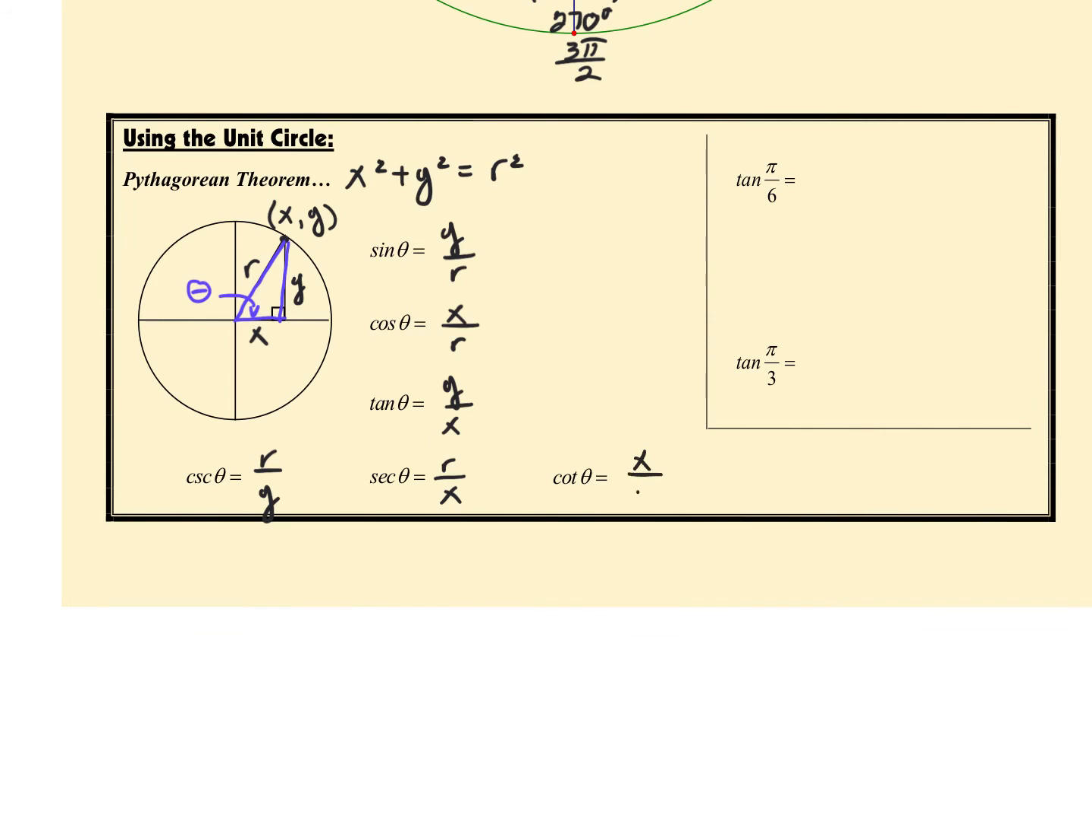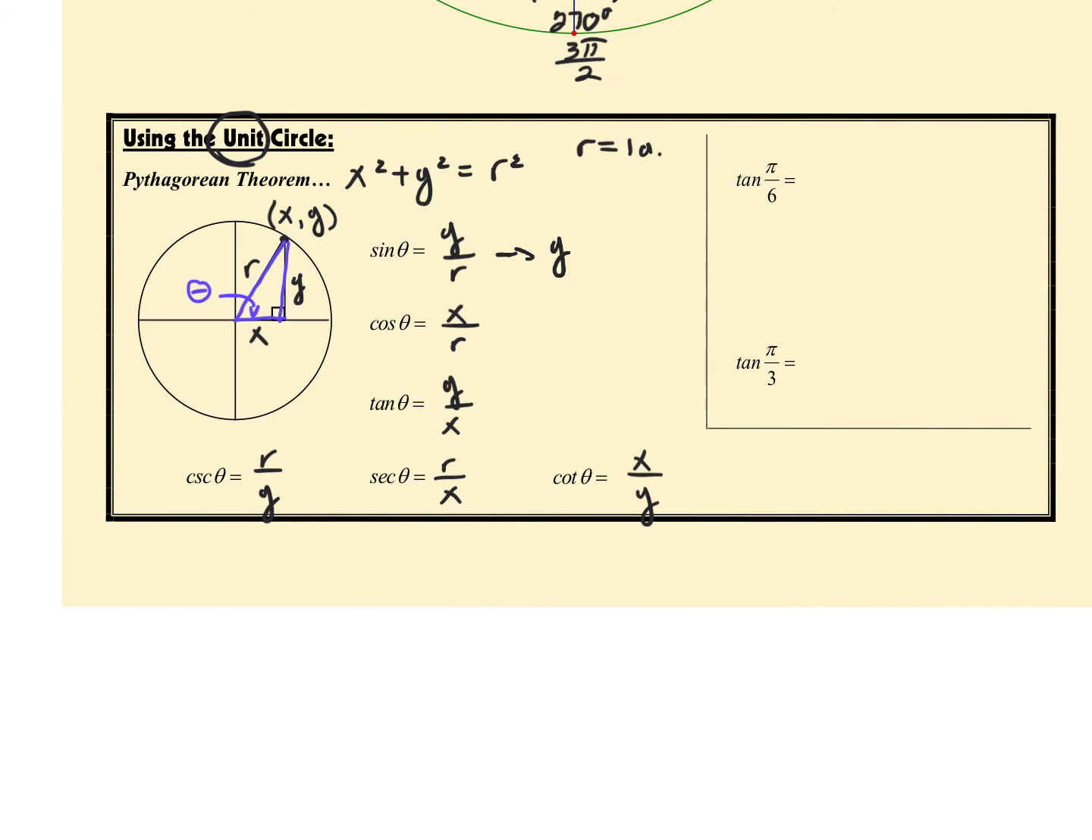And our cotangent will be the reciprocal of tangent, so it will become x over y. Now, we've got these nice little ratios here, and these can be useful, but they are most useful for us if we understand and think about this as a unit circle. So if our radius becomes, in fact, 1 unit, then our denominator just becomes 1. So on a unit circle, the sine of theta becomes y.